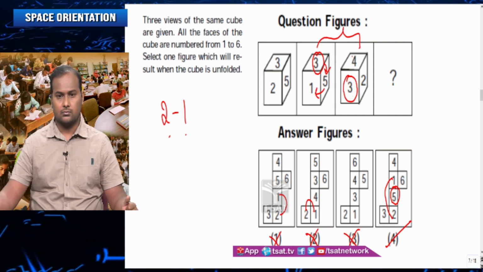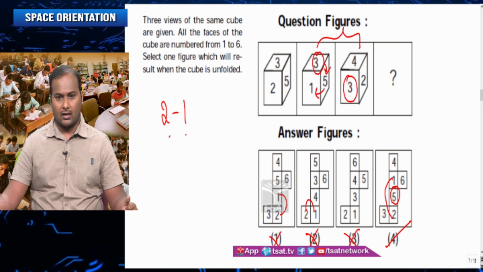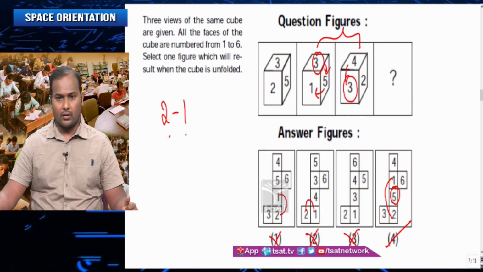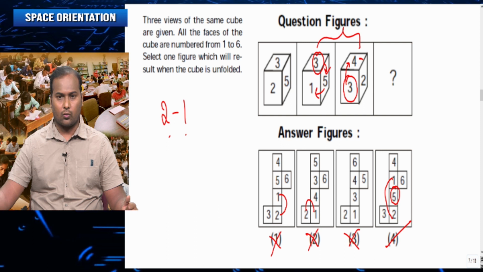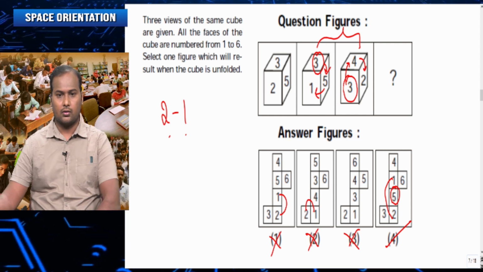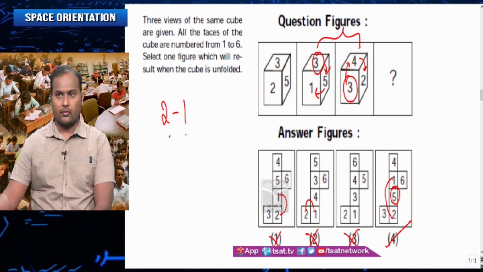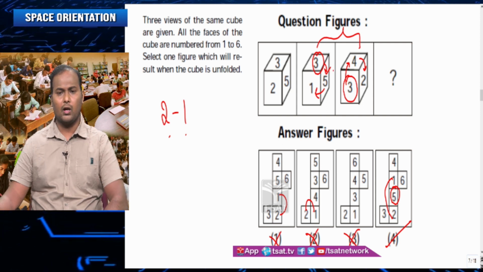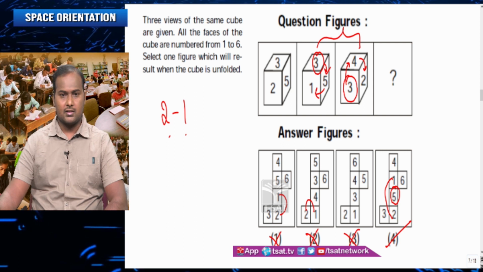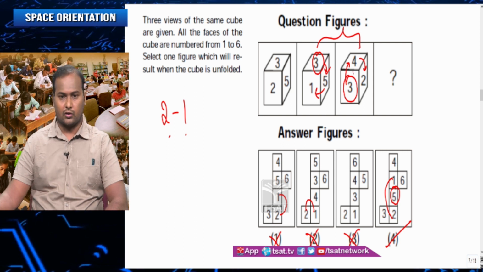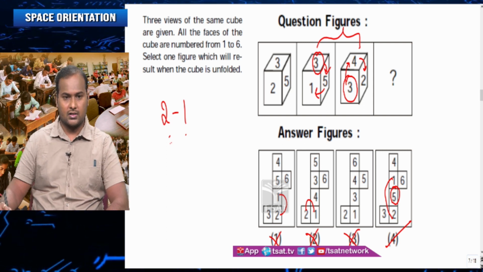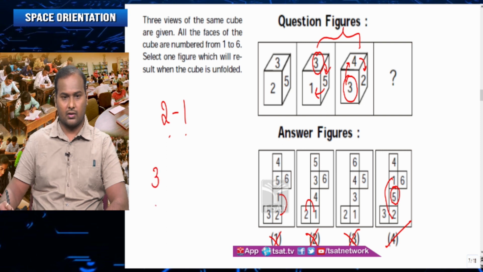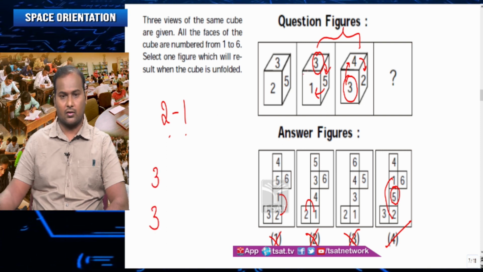In the same way, 3 is common in the other cube. If you move clockwise, you get 4, and again clockwise, you get 2. So 3 clockwise is 4, and 4 clockwise is 2. Now what do we have to do? We write down the common face first between these 2 dice. What is the common? 3 is the common. Here also 3 is the common.